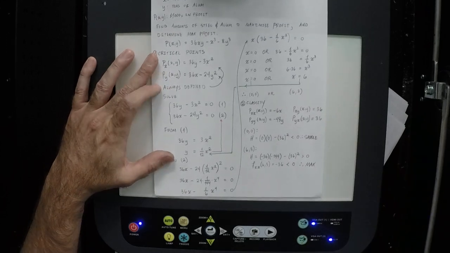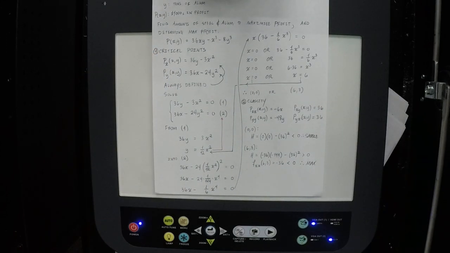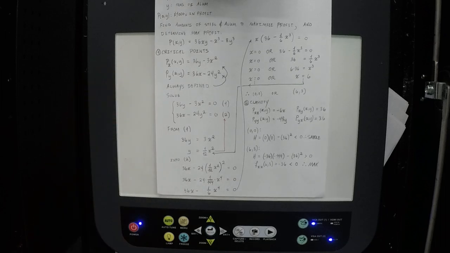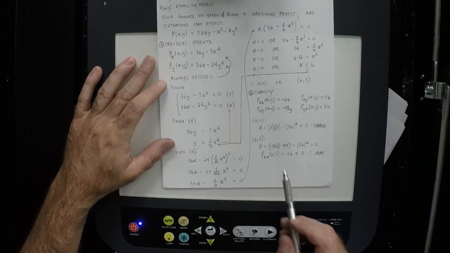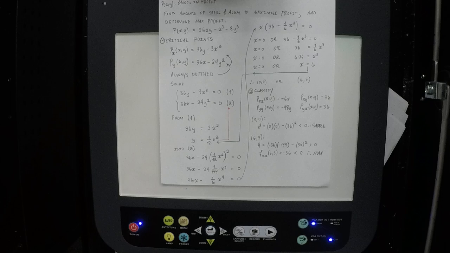Now, there's one aspect of the exercise that we haven't satisfied yet. What is it? So what does that mean about 6, 3? It means that to generate the maximum possible profit, that's going to occur at 6 tons of steel and 3 tons of aluminum. That's when it's going to occur. But what has not yet been answered? The actual maximum profit.